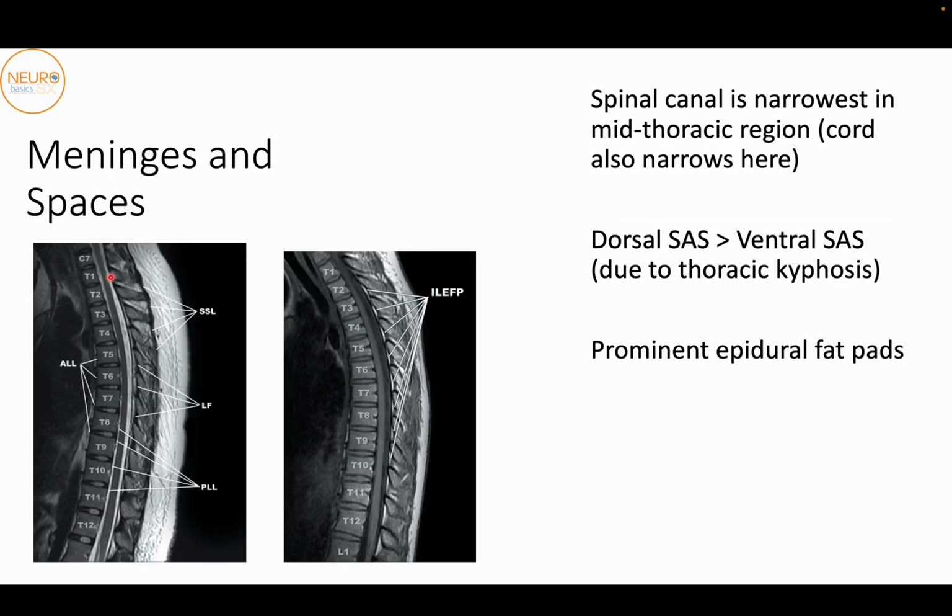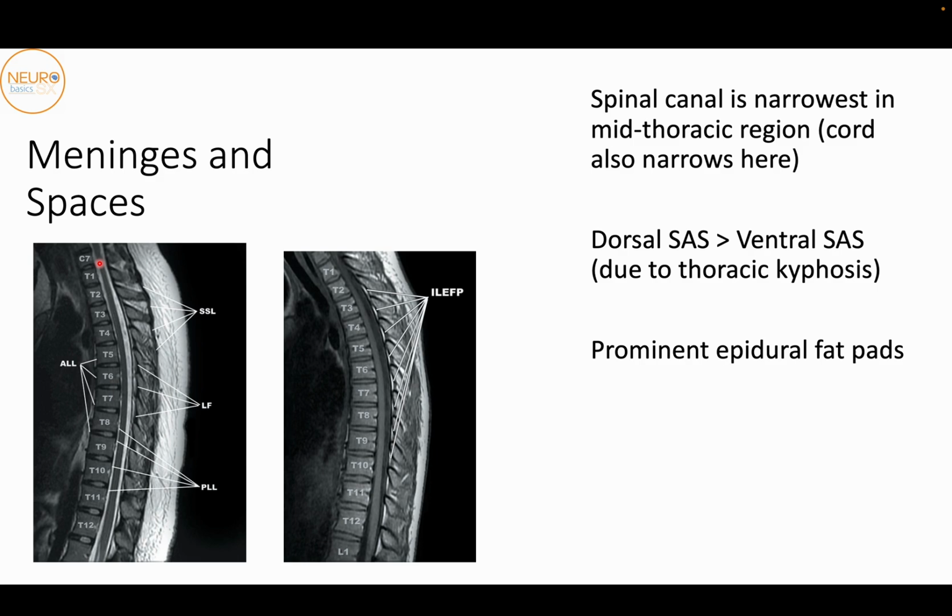Right. So coming to other soft tissue anatomy, we already know about the meninges and the spaces. We've discussed them already in the subaxial cervical spine. But there are a few changes when it comes to the thoracic spine. The spinal canal is going to be narrowest at the mid-thoracic region, but it doesn't really significantly affect the cord because the cord will also narrow here. It is the area between the cervical enlargement and the lumbar enlargement, right?